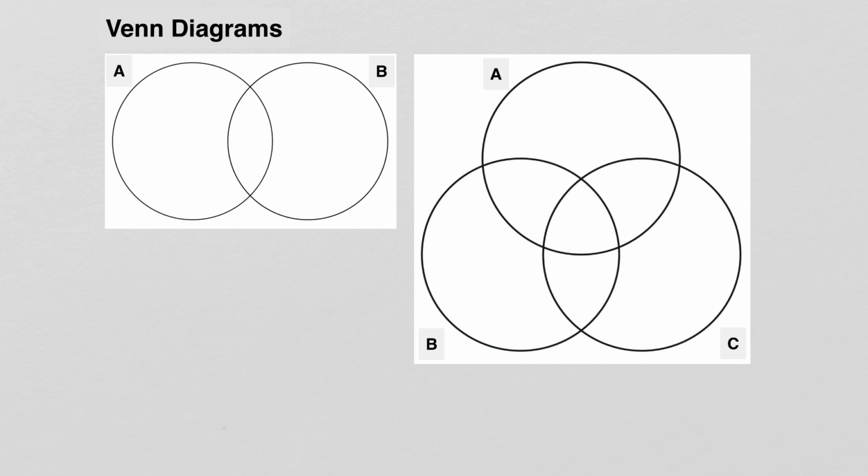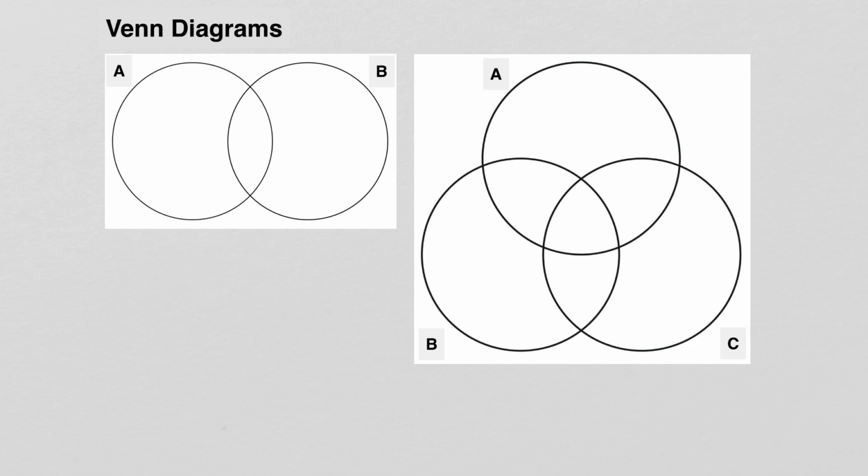And so if something is inside of this circle here, we would say it belongs to set A. And if it's inside of this circle over here, we would say it belongs to set B. And the overlap that you see in the middle here, anything that is in this region would belong to both sets.